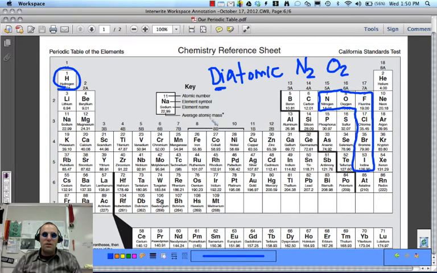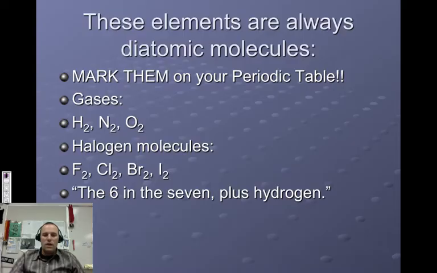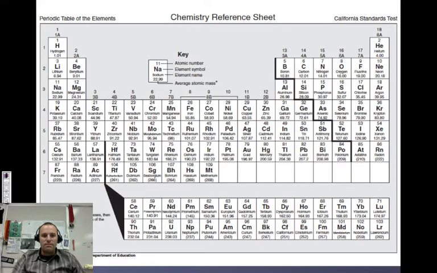That's not to say that if they're buddied up with some other element, like nitrogen monoxide would just be NO, this is okay because they're buddied up together. But if I'm just saying nitrogen, period, it has to be N2. If I'm just saying chlorine, period, it has to be Cl2. So these are the diatomic elements. Make sure you've marked those on your periodic table, the 6 and the 7 plus hydrogen.